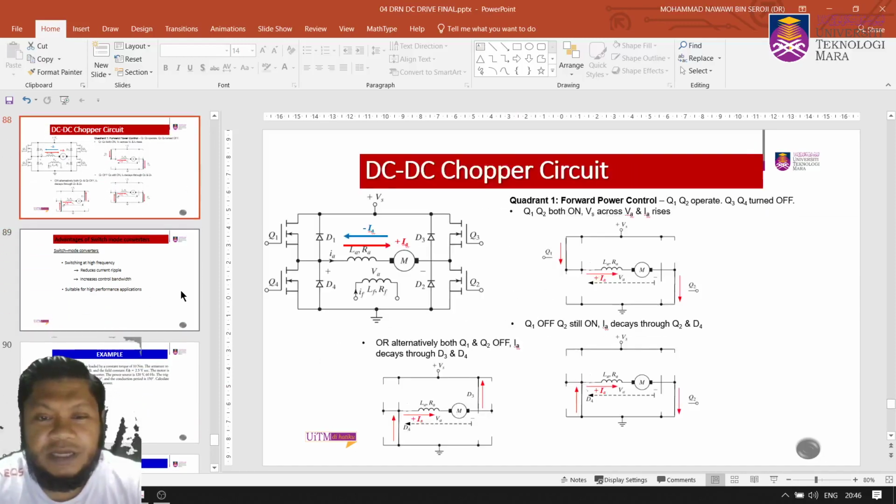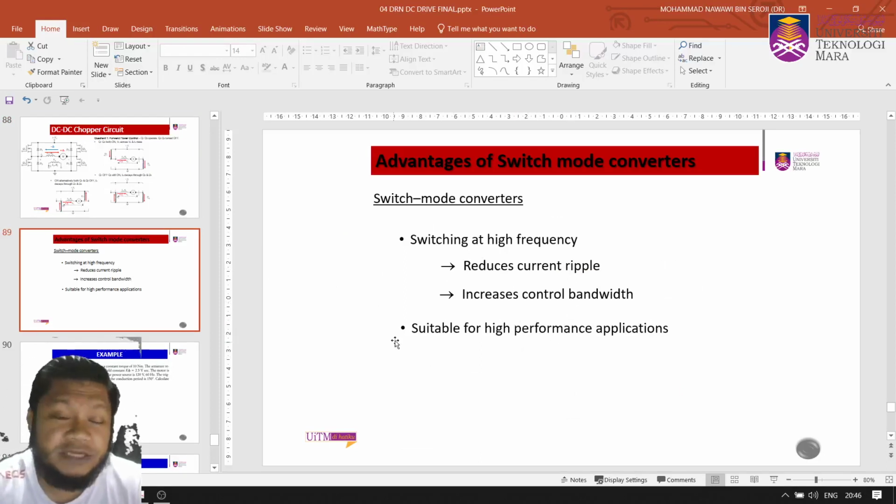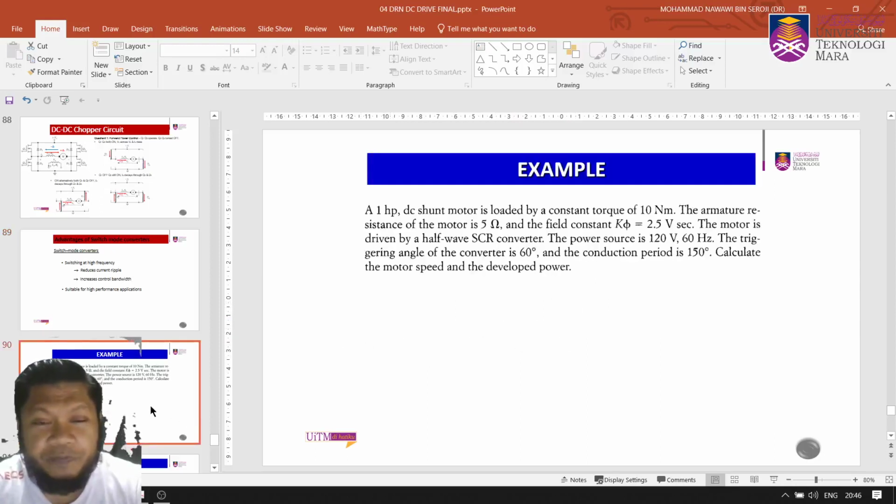All right, and next is the advantage of using switch mode converters. You can switch at high frequency, and therefore you can reduce the current ripple and increase control bandwidth, suitable for high performance applications. So that is how you go about controlling a DC motor. And this is an example taken from the books, Boldia books, right?